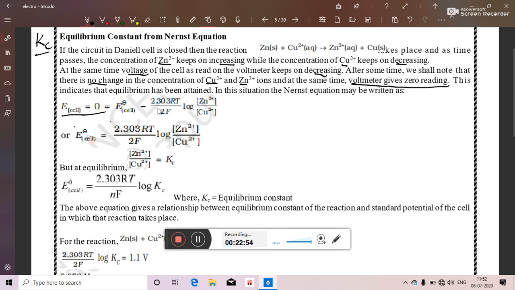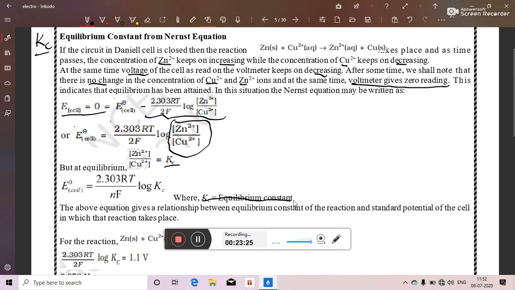So E cell is 0, so 0 equals E naught cell minus 2.303 RT upon 2F log of Zn2+ upon Cu2+. Now if you take this whole term on the left hand side, minus will become plus. So E naught cell will equal 2.303 RT upon 2F log of Zn2+ upon Cu2+. Now at equilibrium, this whole ratio will become constant. So that can be written as Kc, that is equilibrium constant.